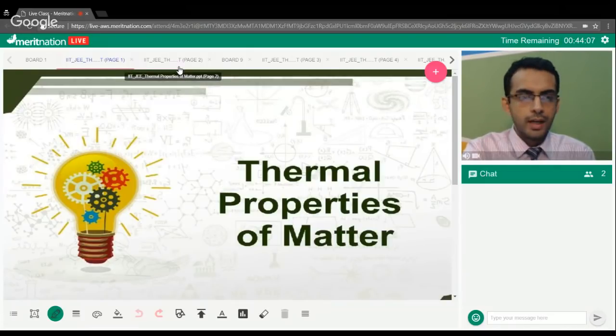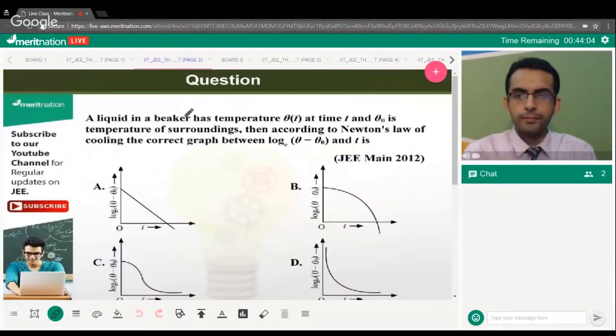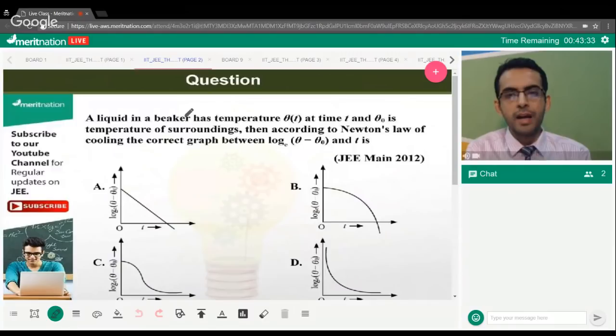So let's start with that. So the question is, a liquid in a beaker has temperature theta at time T, and theta naught is temperature of surroundings. Then according to Newton's law of cooling, the correct graph between log base e of theta minus theta naught and T. So to solve this question, the first requirement is Newton's law of cooling, right?